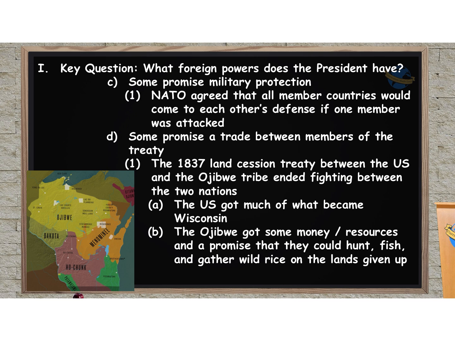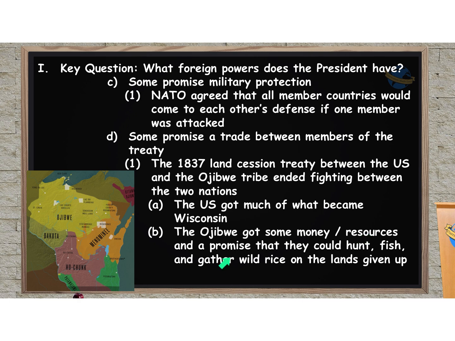So, for instance, in 1837, there was a treaty between the United States government and the Ojibwe tribe. You'll notice the Ojibwe's territory was much of what is now northern Wisconsin. So there had been a series of wars between the United States and the Ojibwe. In 1837, the United States and the Ojibwe tribes signed a treaty where the Ojibwe would give the United States control of most of northern Wisconsin. In exchange, the United States would give the Ojibwe people money and resources as compensation.